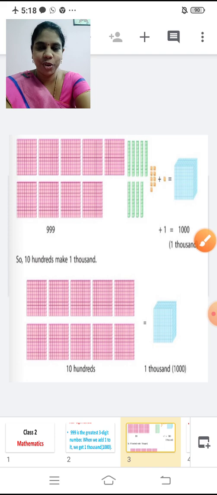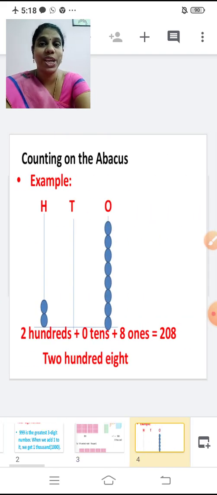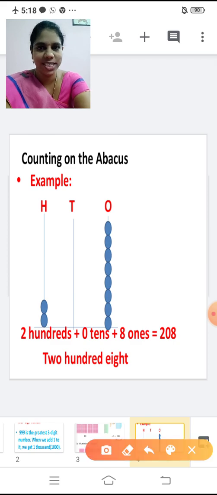So you all know how a 4-digit number is formed, right? Next, we'll move on to counting on the abacus. I think you all know what an abacus is. Now we are going to count on the abacus for bigger numbers from 200 to 1000. Shall we see now? So first, hundreds, tens. O represents ones, T represents tens, and H represents hundreds. Shall we count the number in the ones place now?